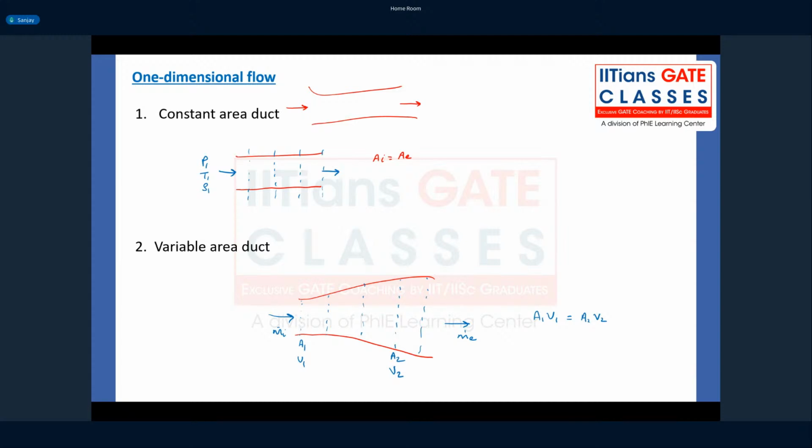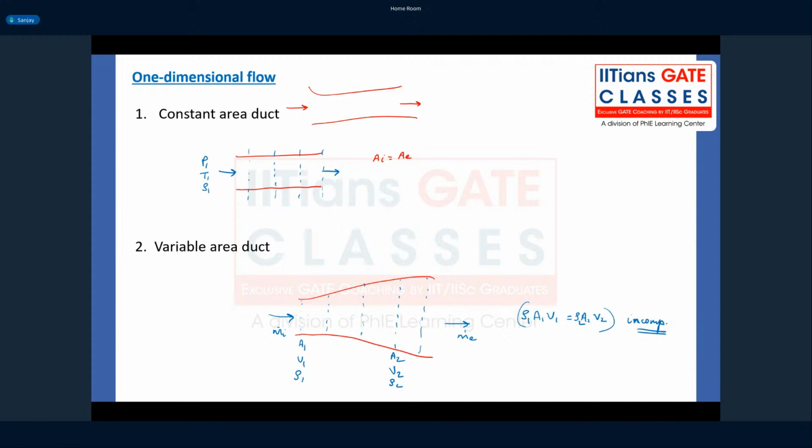So, density is missing. This is correct provided my flow is incompressible with constant density. But if it is not incompressible, then I have to account for the change in density as well. So, I have to include density.